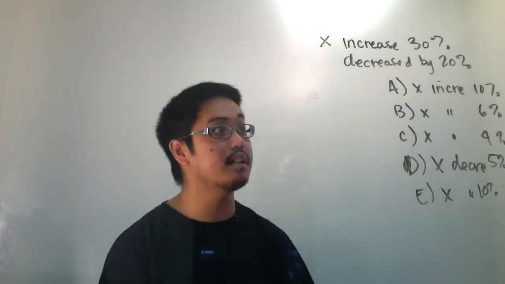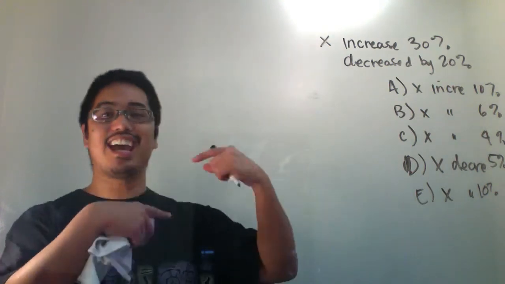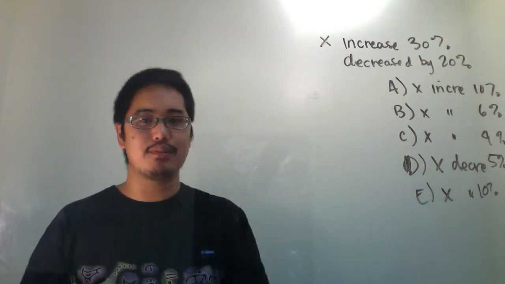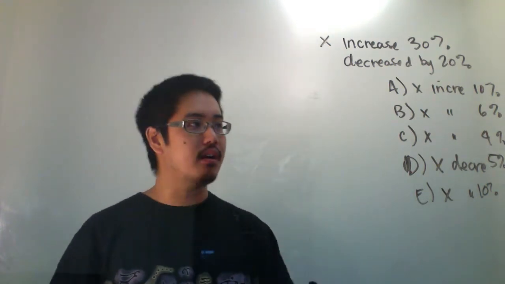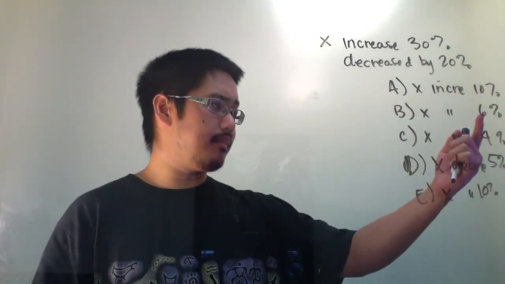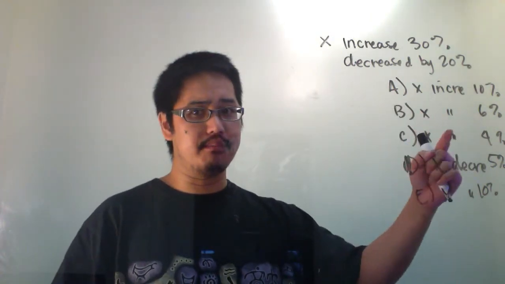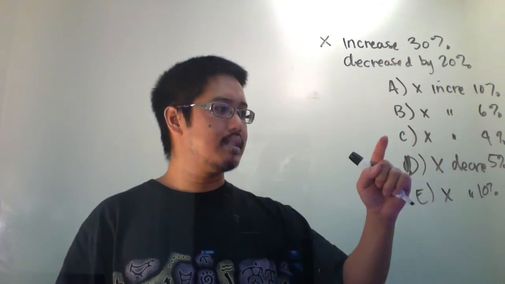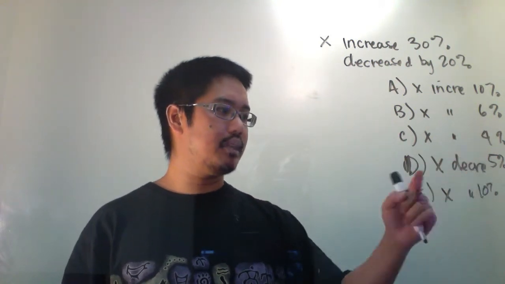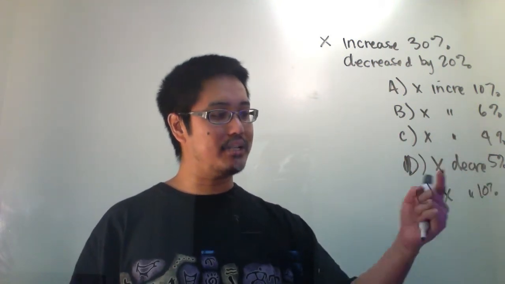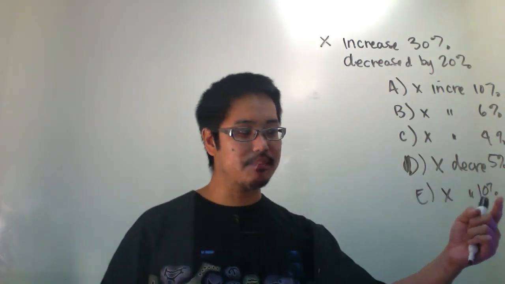Here's the problem. We have x is increased by 30%, and then that result is decreased by 20%. Your options are: A, x is increased by 10%. B, x is increased by 6%. C, x is increased by 4%. D, x is decreased by 5%. And E, x is decreased by 10%.